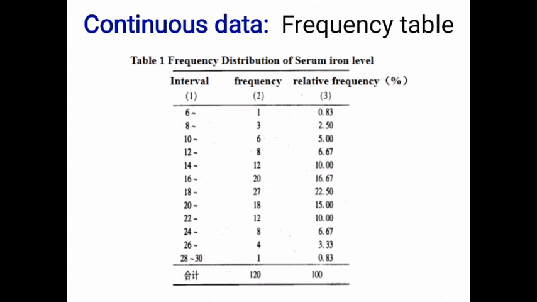The first column displays the different intervals. The second column displays the frequency of each interval, and the third column displays the relative frequency of each interval. Of course, we still need to name a title for this table and draw 3 horizontal lines. It is the frequency table for numerical continuous data.